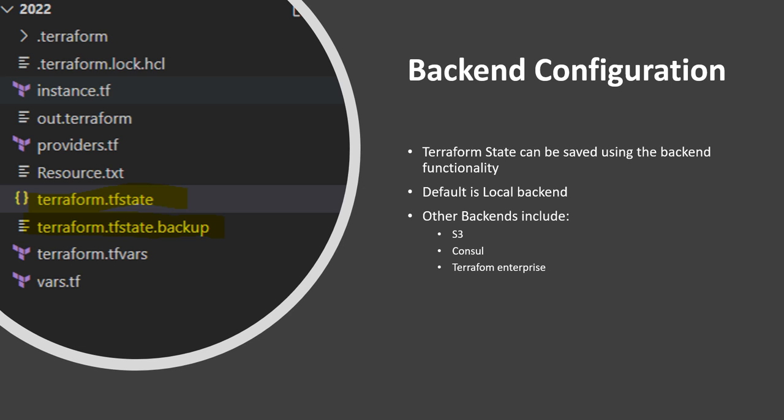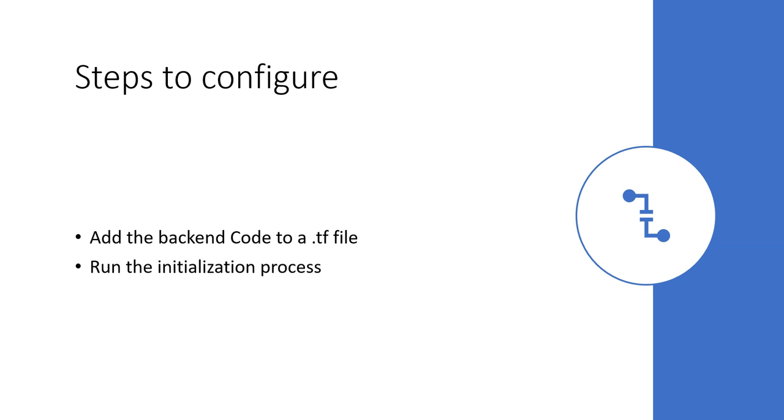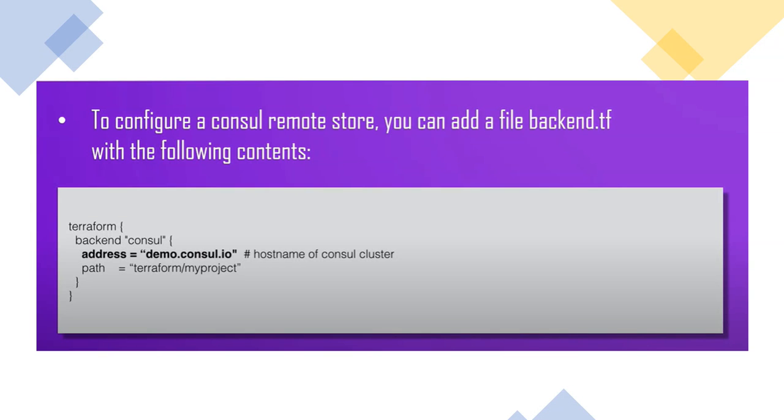Let's see how we configure these backends for the remote state. Actually, there are only two steps. First, you need to create a file for the backend code. That's it, and then you need to run the initialization process. The file name can be anything, but the extension should be .tf. Usually the file name will be backend.tf. That's it. Let's start with an example. Suppose you want to configure this Consul remote state, you need to add a file called backend.tf with the following contents. Here you have the Terraform backend consul.